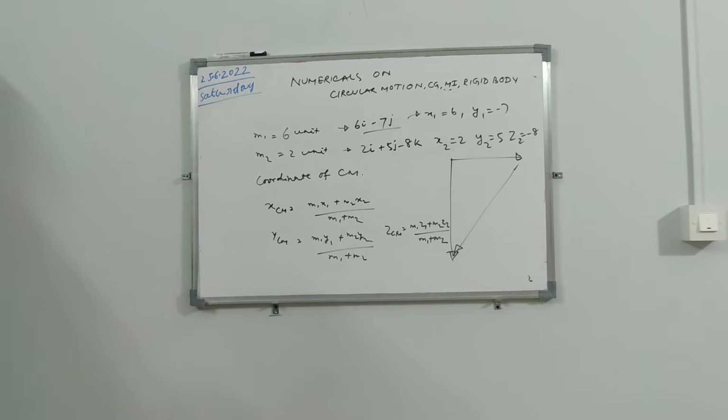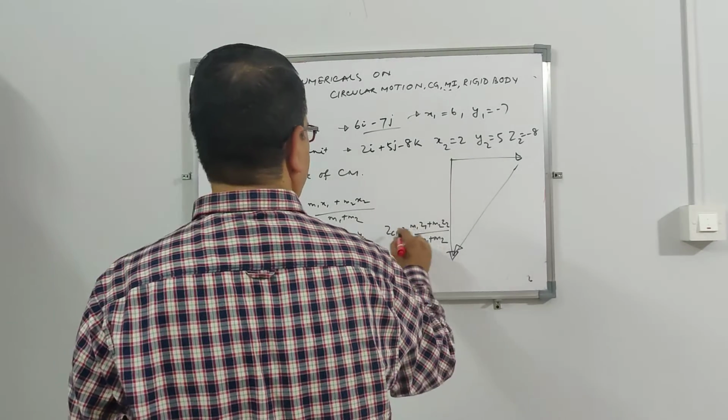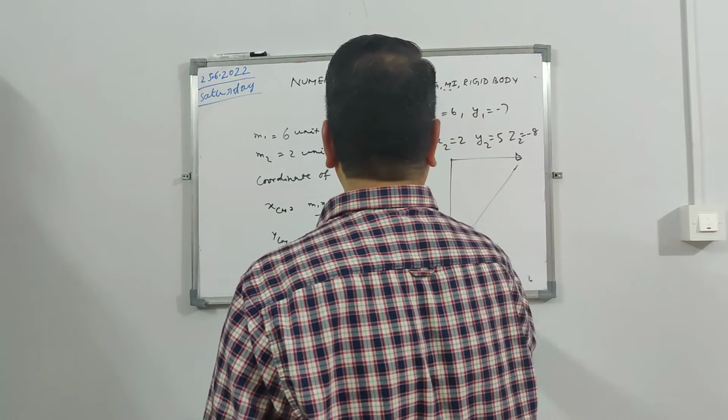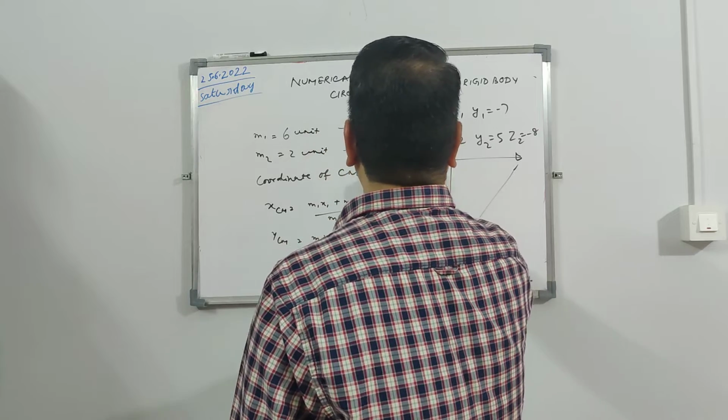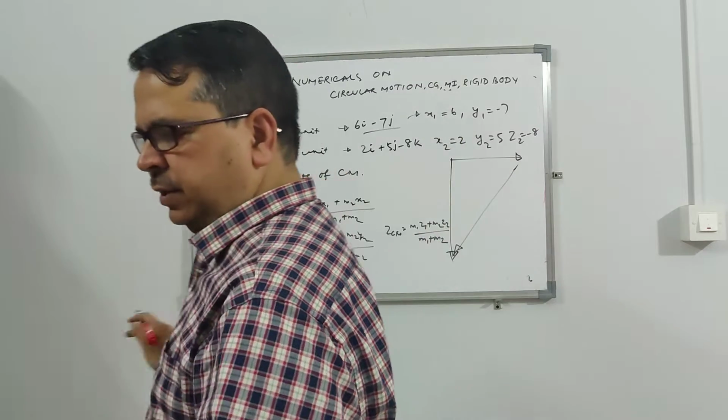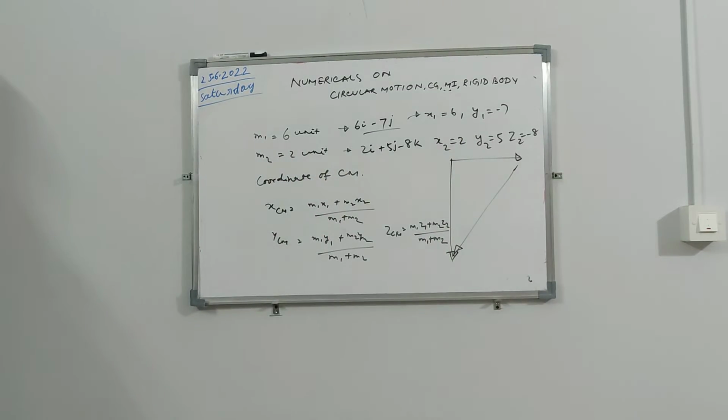In most of the cases for m1, z1 is equal to 0. The other two are there, so accordingly you can find out. So you can find that out, right? So that is about the numericals on center of mass.